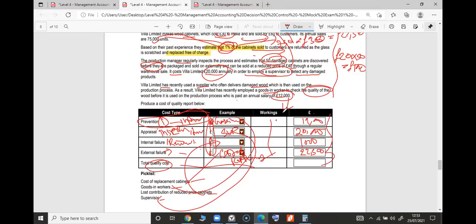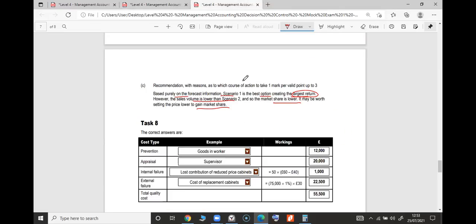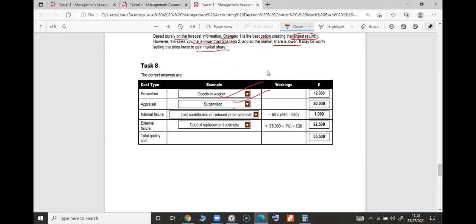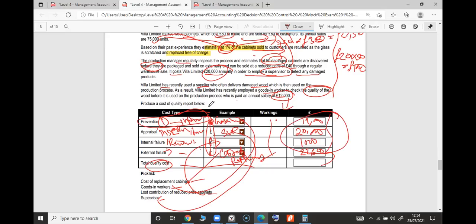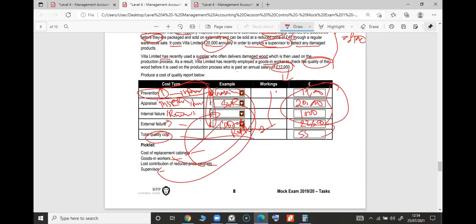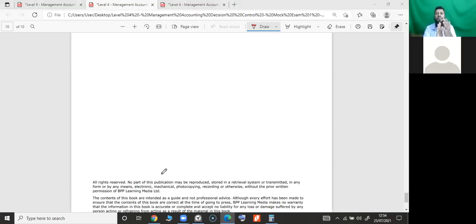Total quality cost, you just add it up and get your cost. Can anyone do this calculation? 12,000, 20,000 and 22,500. Goods in worker, supervisor, lost contribution, and they have done the workings. Thank you, Omid. It is 55,500. Let me write it down. 55,500. Well done. I can appear on the camera and you can do a little clapping. You have finished it.